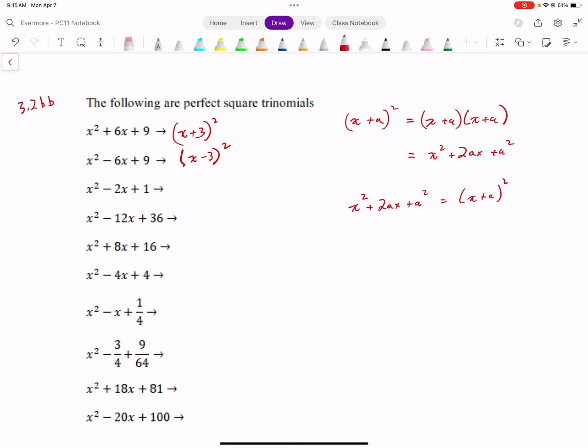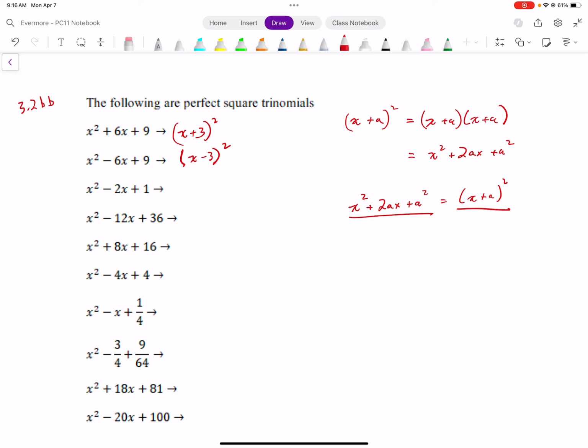So if you notice, the right-hand side and the left-hand side are equal. So the right-hand side is obviously a perfect square. But so is the left-hand side. It's just expressed as a trinomial, and it's really difficult to see sometimes. But anything in the form of x squared plus 2ax plus a squared is a perfect square.